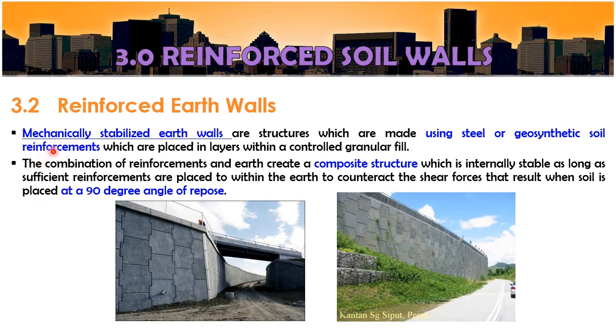Reinforced earth walls. Mechanically stabilized earth walls are structures which are made using steel or geosynthetic soil reinforcement, which are placed in layers within a controlled granular field. The combination of reinforcement and earth create a composite structure which is internally stable as long as sufficient reinforcement is placed within the earth to counteract the shear forces that result when soil is placed at a 90 degrees angle of repose. Jadi ada friction dekat sini.